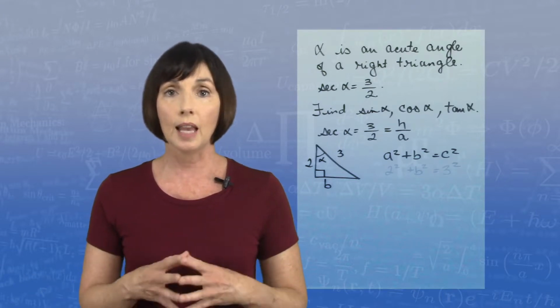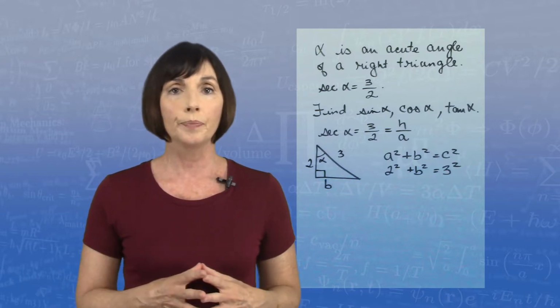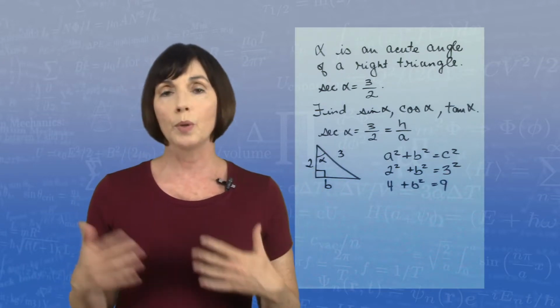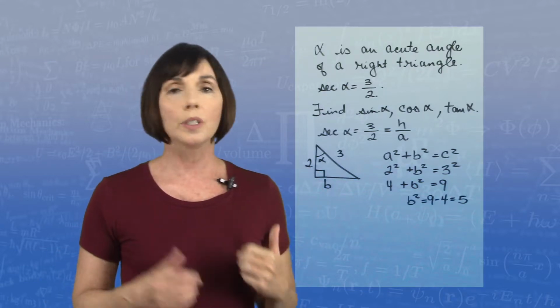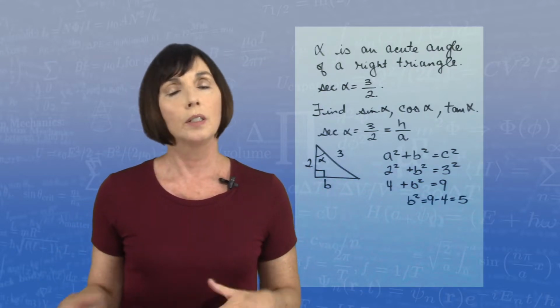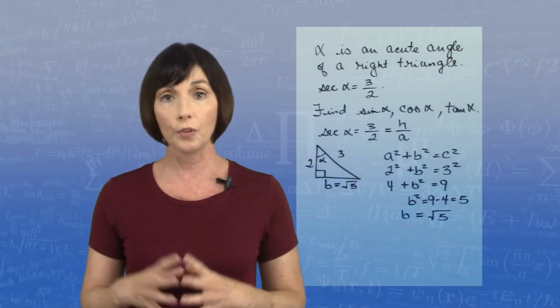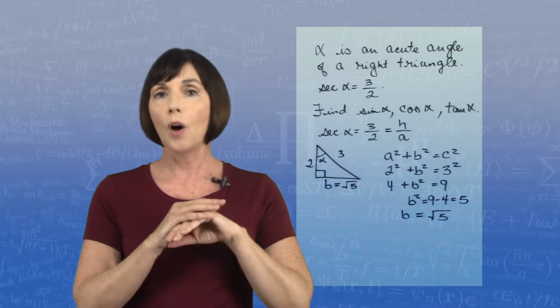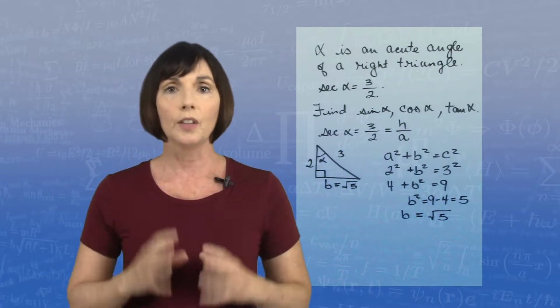So in our case, that gives us 2 squared plus b squared equals 3 squared, or 4 plus b squared equals 9. Subtract 4 from both sides, we get b squared equals 9 minus 4, which is 5. Take the square root of both sides, and we get that b is equal to the square root of 5. Okay, now we have all three sides of our triangle. All we have to do is plug in the values.